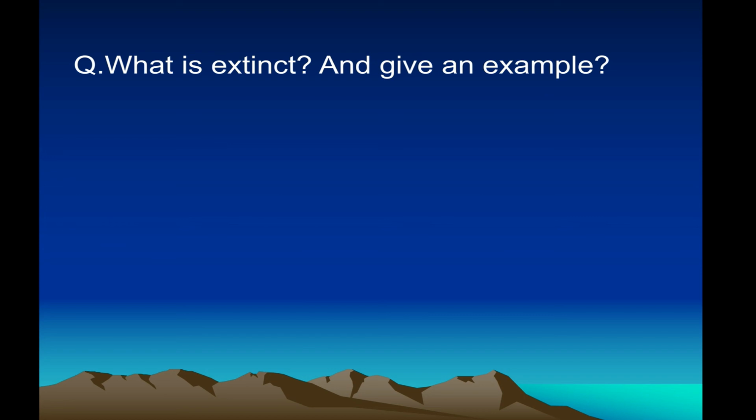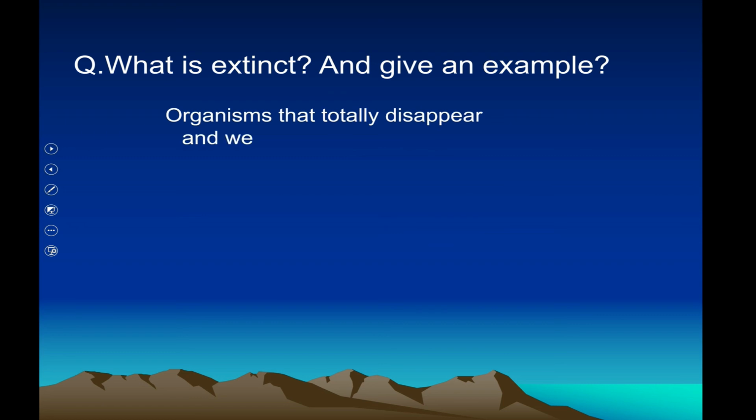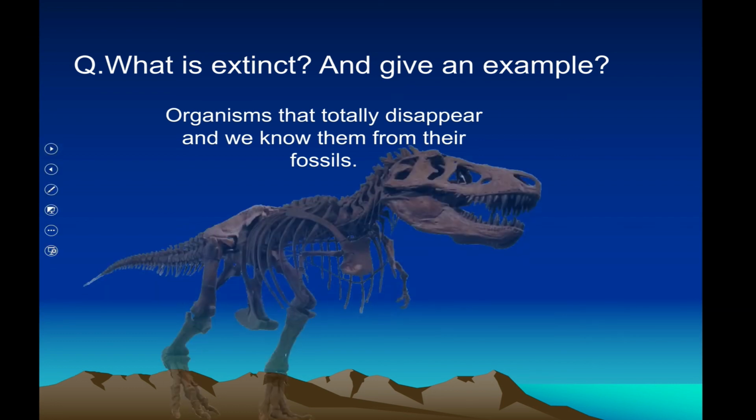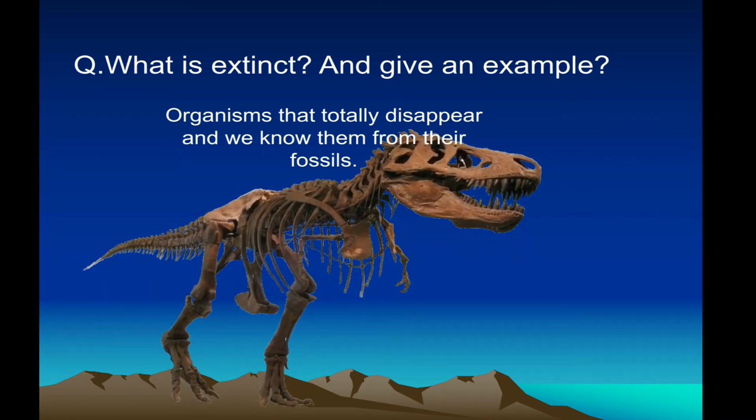Another question, what is extinct? And give an example for this. Extinct organisms are organisms that totally disappear, and we know them from what? From their fossils. For example, dinosaurs are organisms which we know only from their fossils or from some movies.